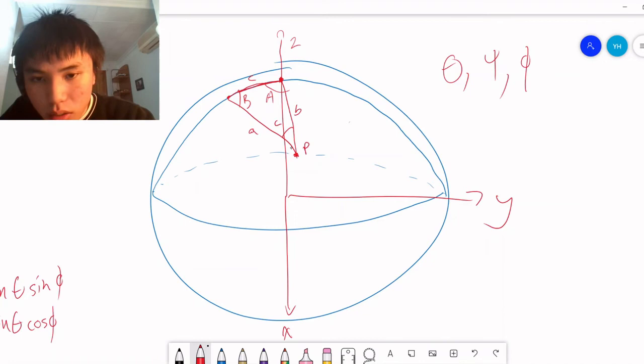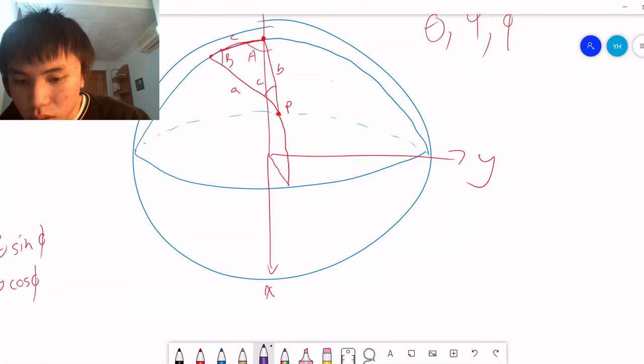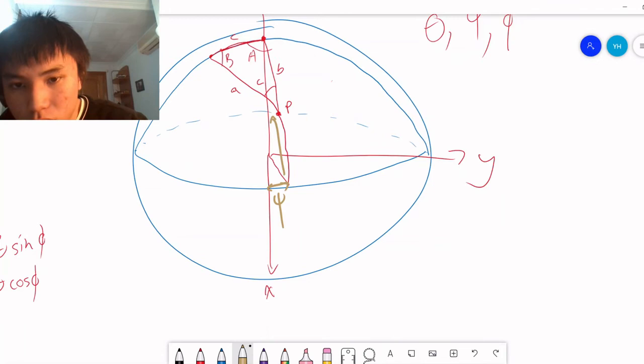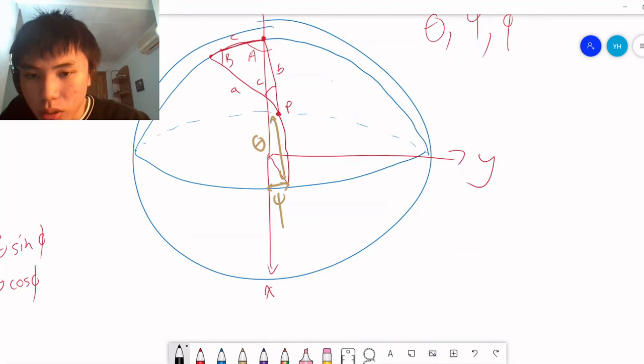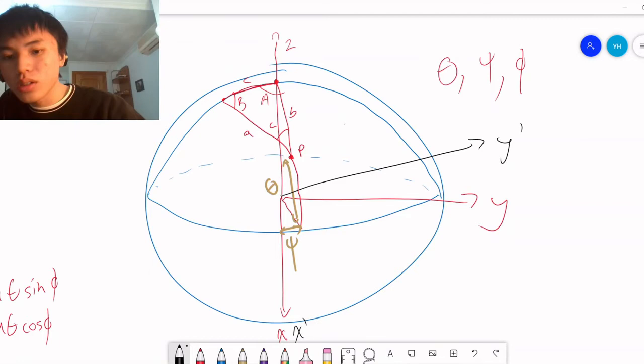For the point P, let's first start with the x, y, and z axis. Similar to what we did over here in this diagram, we can draw a line that goes down and to the center. And this angle here, which is going to be in gold, this angle right here, this is psi. And this angle right here, which is curved, this angle is going to be theta. And now let's do the x prime and y prime and z prime. Now, x prime is still situated on the same point, y prime is going to be slightly rotated up, and z prime is going to be slightly rotated this way. And this z prime is actually going to go through the point B.